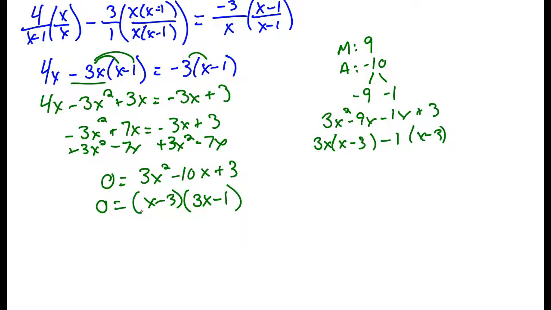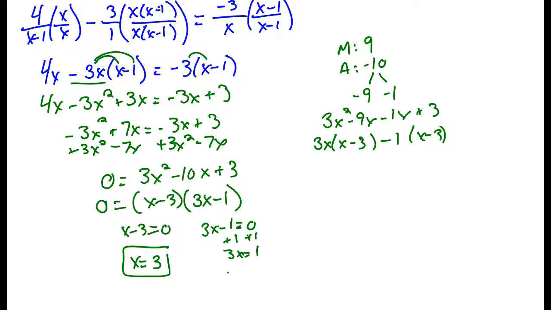Now I can apply the zero product property, because x minus 3 times 3x minus 1 has to give me 0. So if I multiply two things together and get 0, either this thing is 0 or this thing is 0. So we get x equals 3. Add 1: 3x equals 1, or we get x equals positive a third.